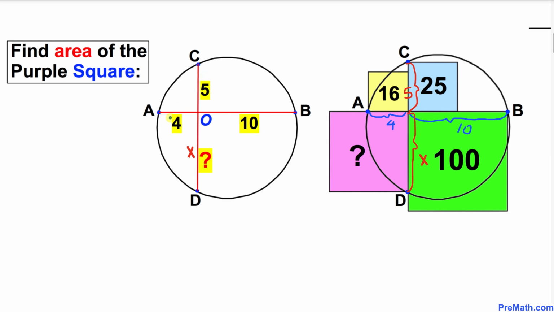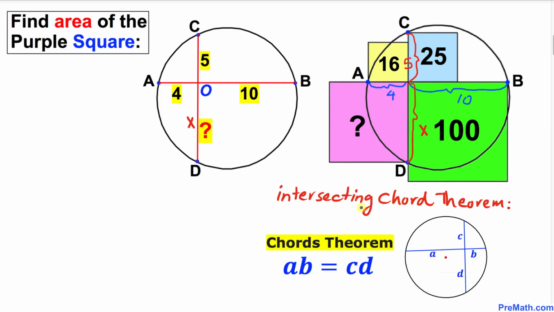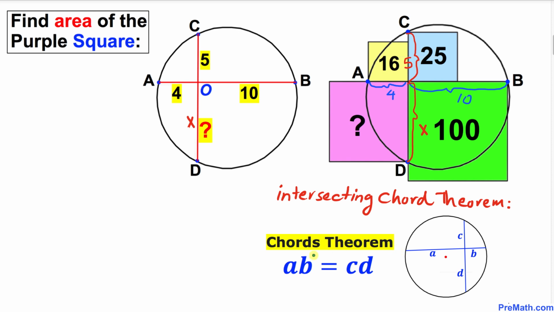And here we got another figure, exactly the same one, except that these squares are not showing up. And here we can see there are 2 chords, AB and CD, intersecting each other at this point O. So therefore, we are going to apply this intersecting chord theorem, as you can see in this figure. And according to this theorem, A times B equals C times D, where A and B are the parts of this first chord, and C and D are the parts of the other chord. Let's go ahead and apply this chords theorem to this given problem.